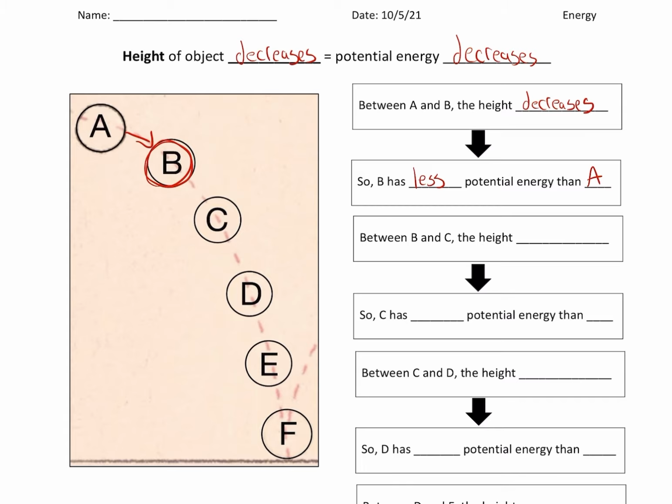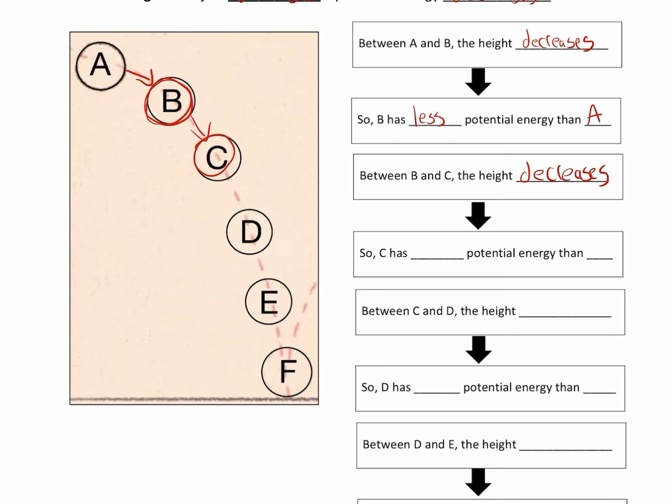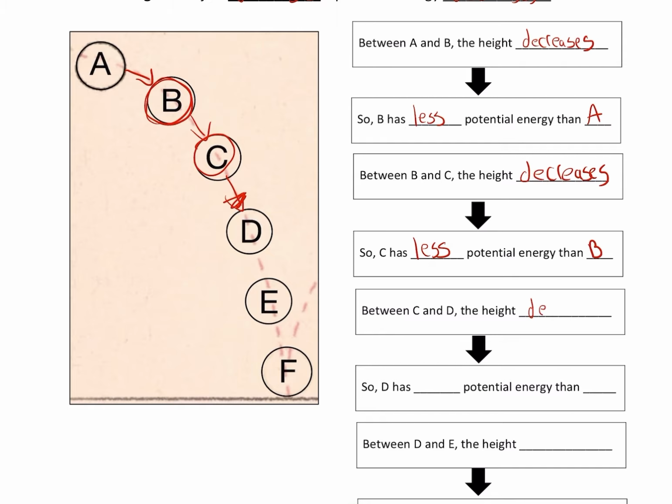Now between B and C, the ball gets even lower. So the height again decreases, which means that C is going to have less potential energy than B because it's lower than B. Between C and D, same thing. The height decreases again, which means our lower point D has less potential energy than C.